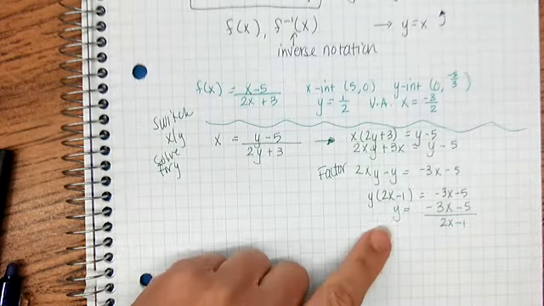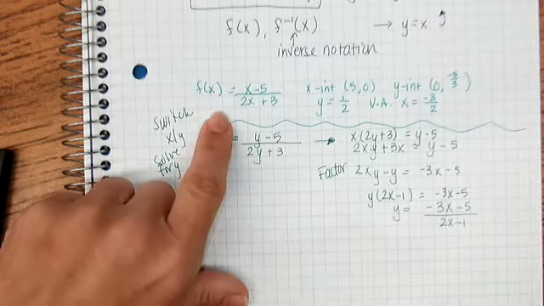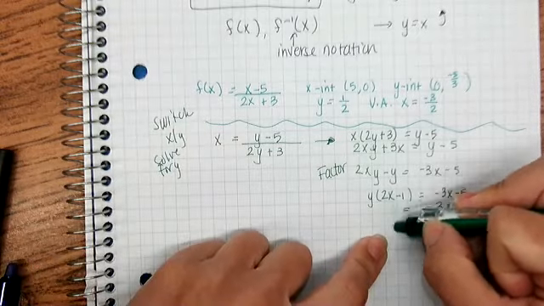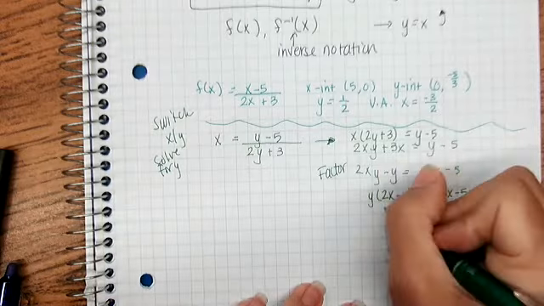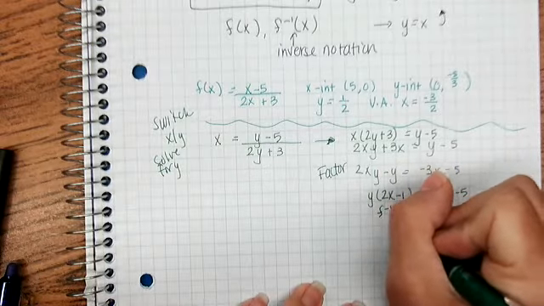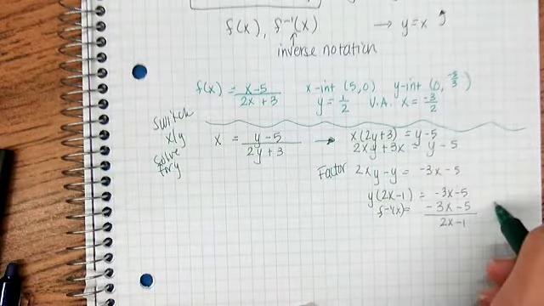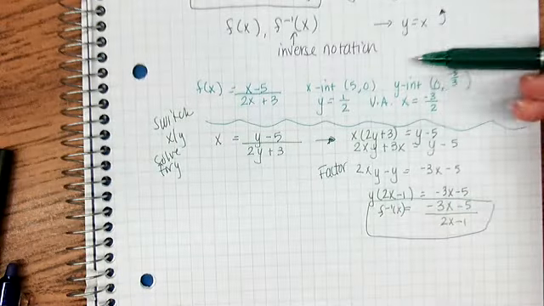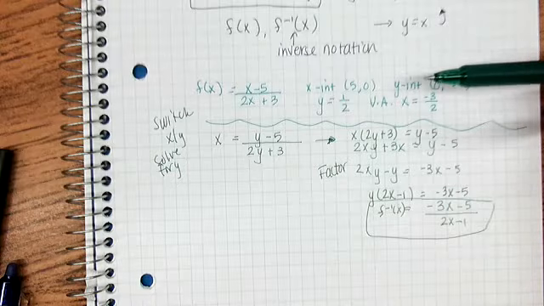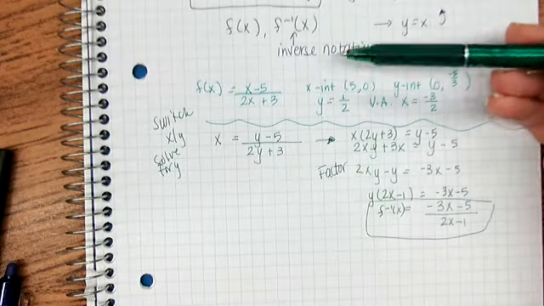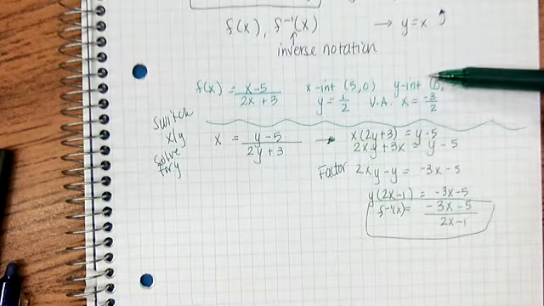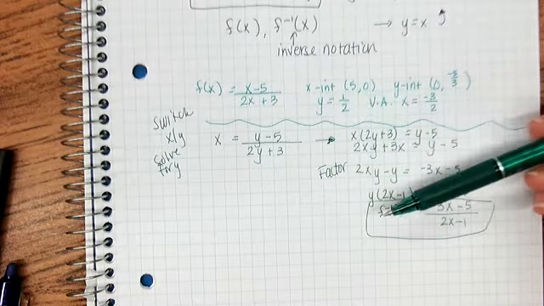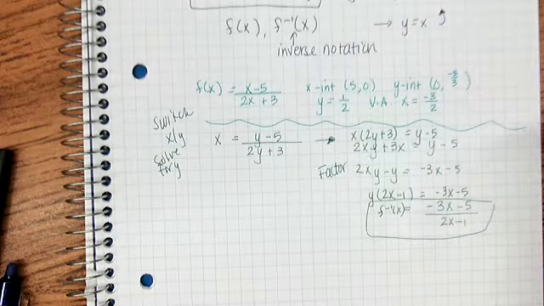Improper notation. This is not right. It's given to you as f of x. Your answer should be f of x, and inverse notation. I switched x and y. All of this information should switch. The x-intercept should become the y-intercept. The y-intercept should become the x-intercept. The horizontal asymptote should become the vertical, and the vertical should become the horizontal.